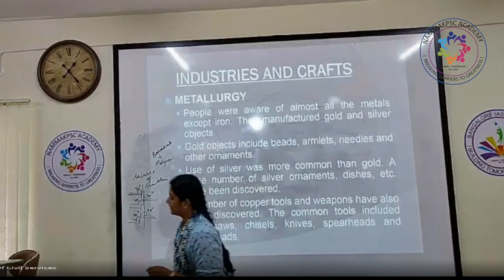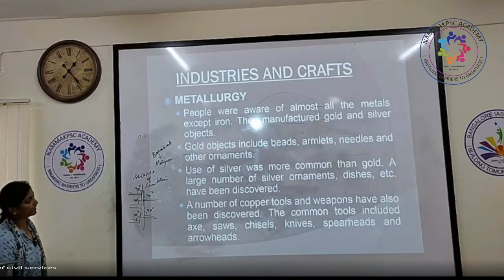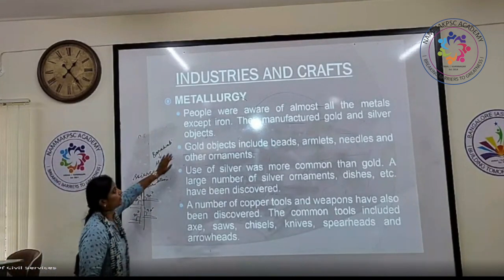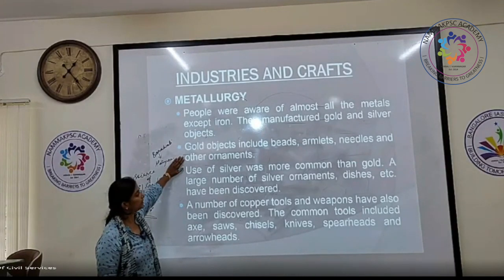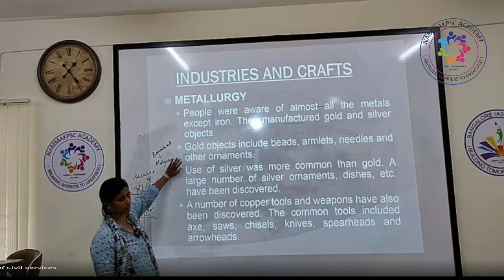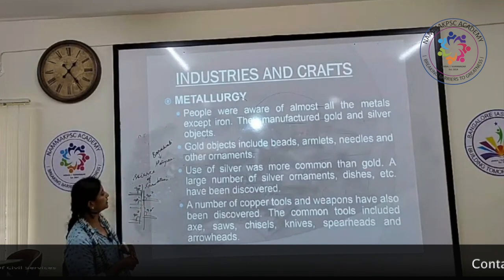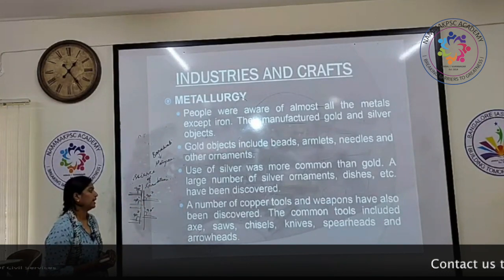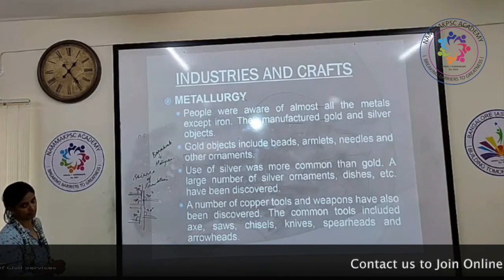So people used all metals except iron. They manufactured gold and silver objects. What kind of objects did they make? They developed beads, armlets, needles, other ornaments. Silver was more common than gold. And silver ornaments, dishes and all have been discovered. And copper tools and weapons have been discovered.